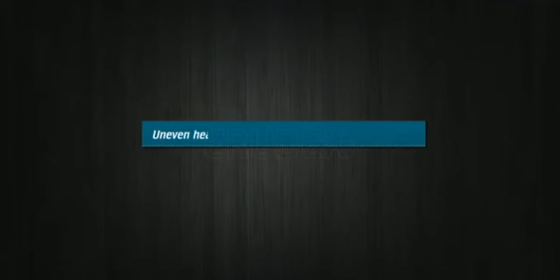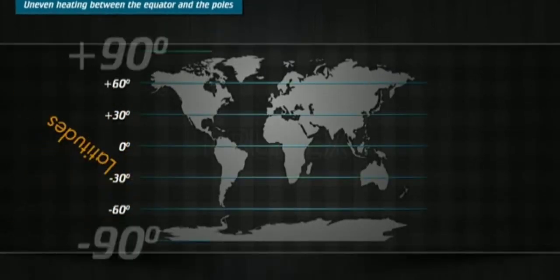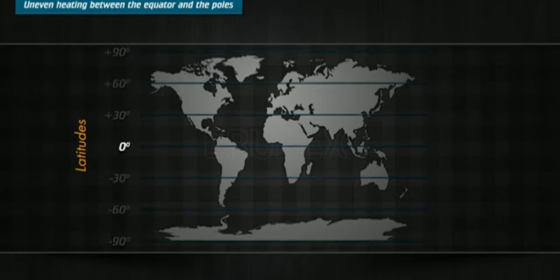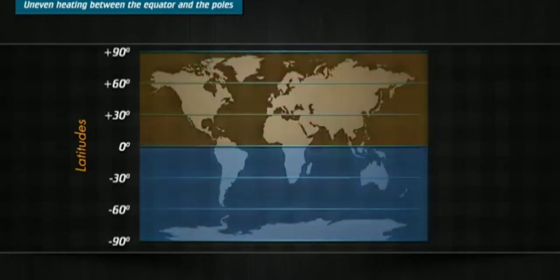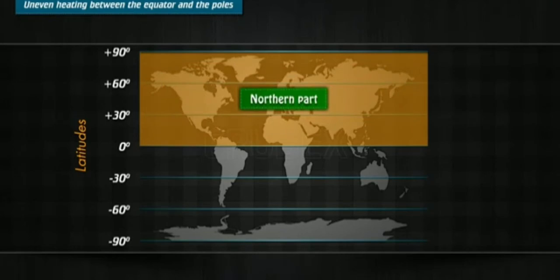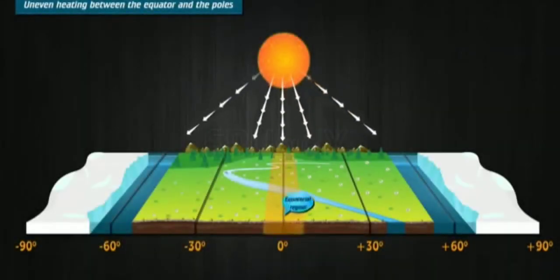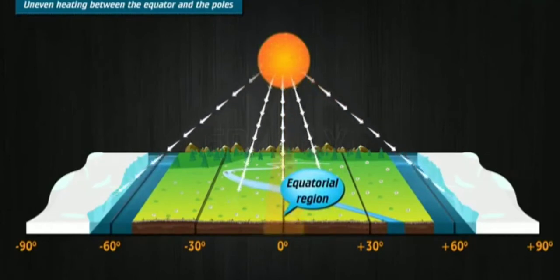Now, let us see uneven heating between the equator and the poles. Earth is divided horizontally by latitudes. 0° latitude is considered as the equator, which divides Earth equally into two parts. The region above the equator is the northern part, and the region below the equator is the southern part. Equatorial region receives the maximum heat from the sun.